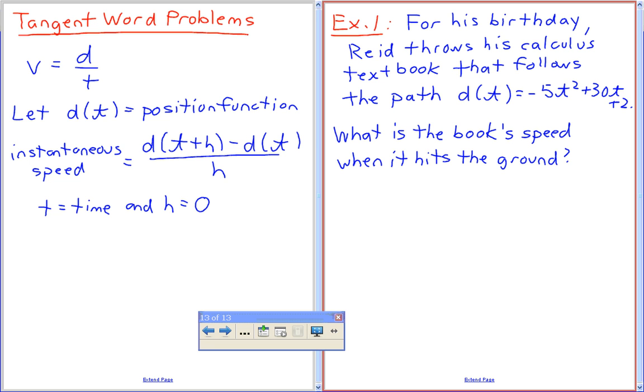Okay, I'm going to get out of the way here. Now this is a good question. How fast is the book going when it hits the ground? As soon as it hits the ground, what's its speed? Its speed will be 0. Fine. 0.000000001 milliseconds before it hits the ground, what's its speed? Okay, this is what Mrs. Wilson was talking about. She doesn't like approximations.